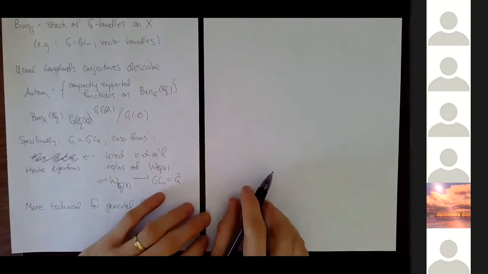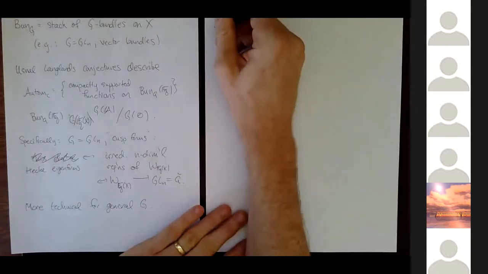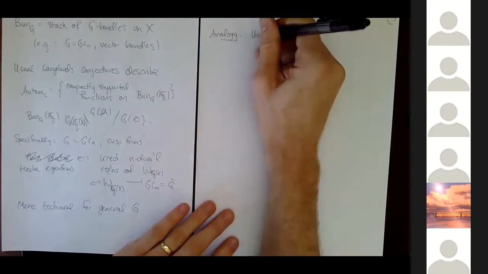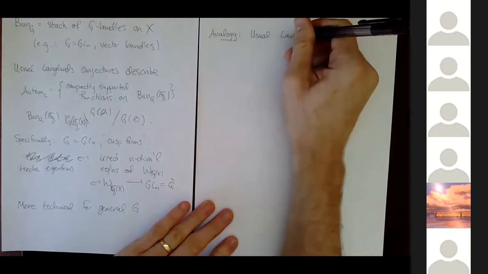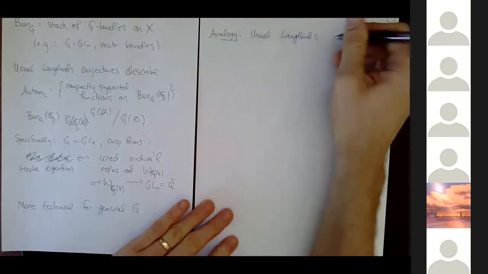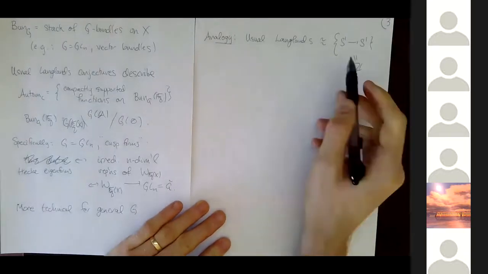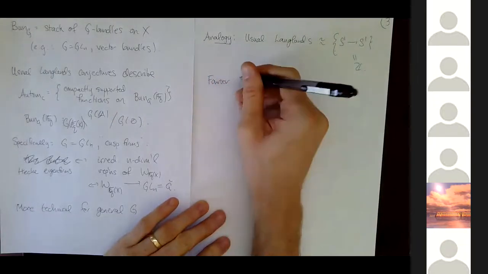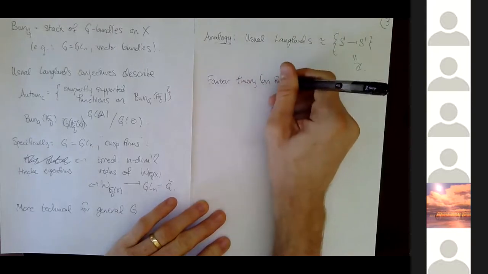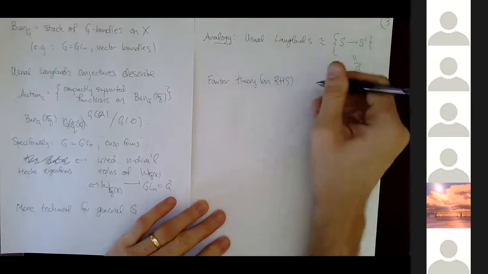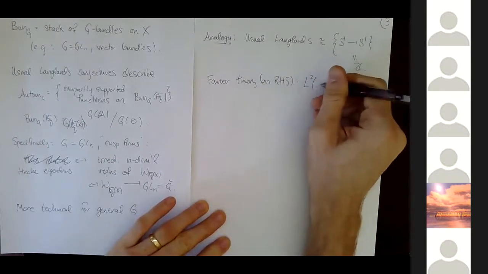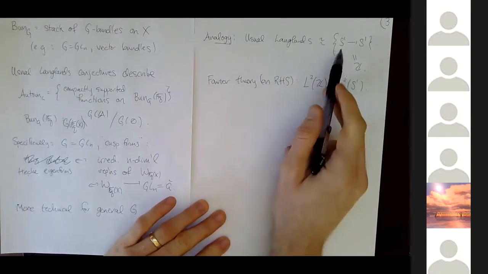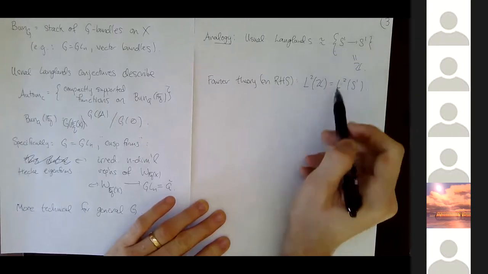So I just want to set up an analogy here, which is that usual Langlands is analogous to the statement that the set of characters of S1 is equal to Z. So it's a bijection like this, but the true Fourier theory on the right-hand side, what it really should say is something like L2 of Z is equal to L2 of S1. So it describes not just a bijection between certain individual functions, which is the nature of this conjecture, but it describes the whole space of functions.